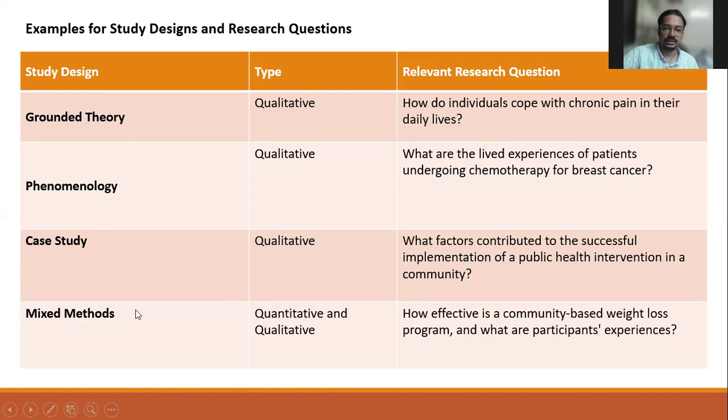community? The example of mixed method study design includes: how effective is the community-based weight loss program, and what are the participant experiences? As you can see, we are taking both parts. In the quantitative part, we are investigating the effectiveness of the program, and in the qualitative part, we are investigating the participants' experience.